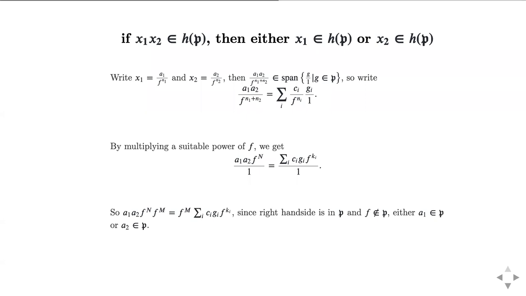So again, just by how equality in localized ring works, we again multiply by another very big power of f, we can get a1, a2 times some power of f is equal to some power of f times a sum. And again, we can see because gi is always in p, the right-hand side is always in p. So that means either A1 or A2 or F is in P, but F is not in P, so at least one of A is in P.